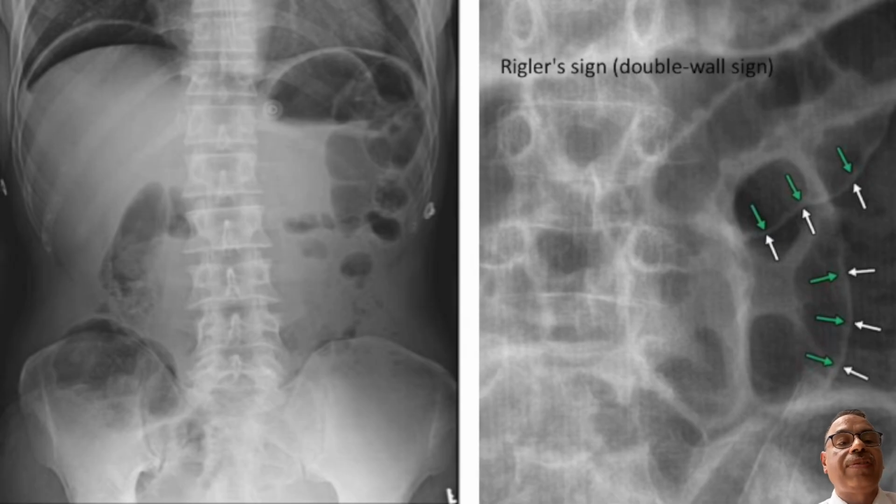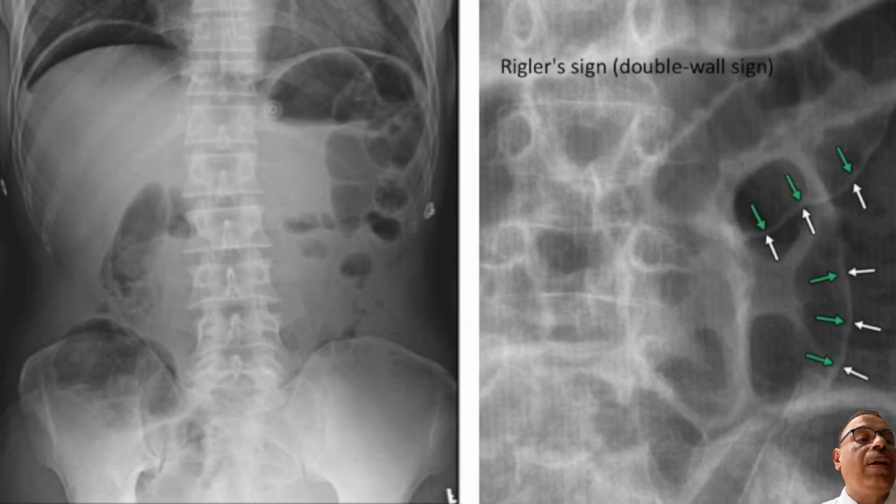Now this is again X-ray abdomen showing the free gas under the diaphragm. See the crescent shape on the right side just under the dome of diaphragm with slight tenting of the dome. And on the right side you see the Wriggler sign, which is a double wall sign. What is double wall sign or Wriggler sign?